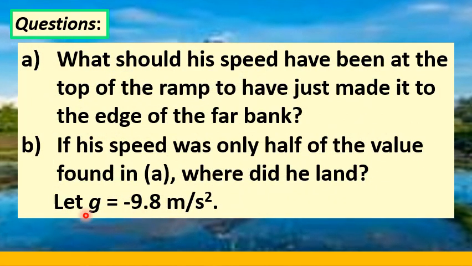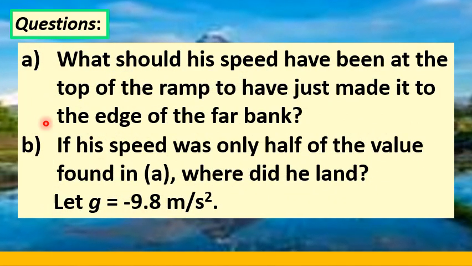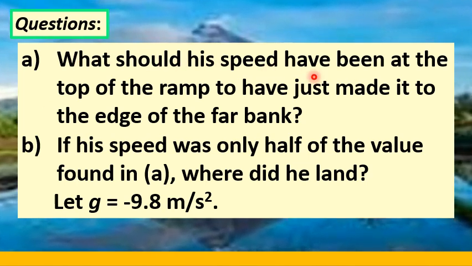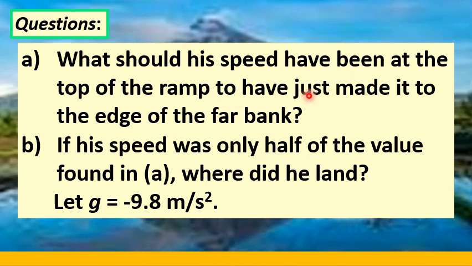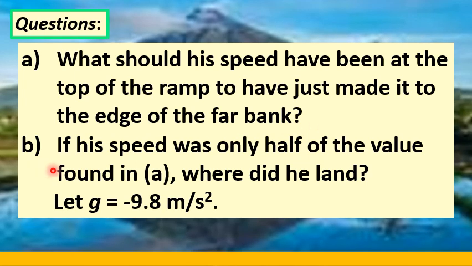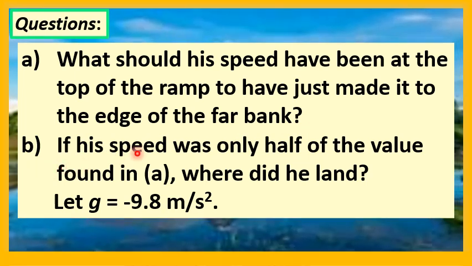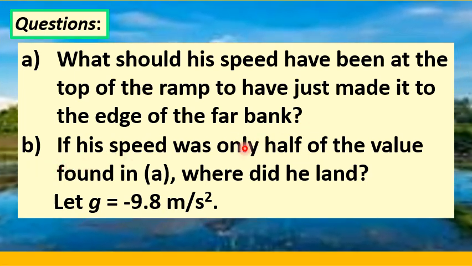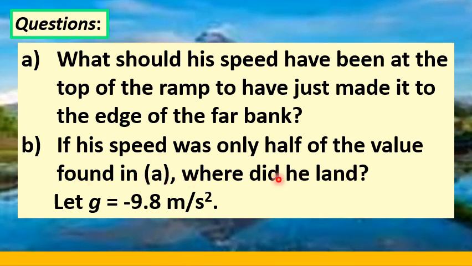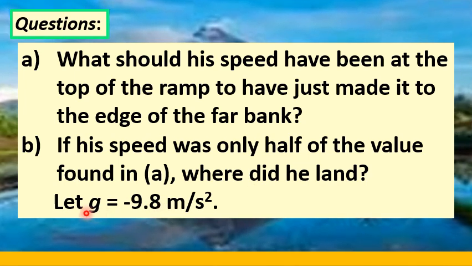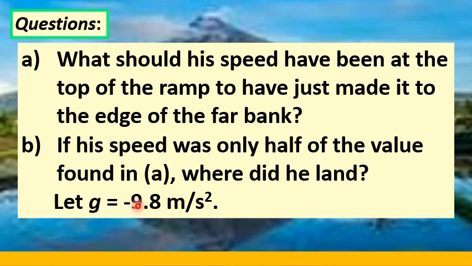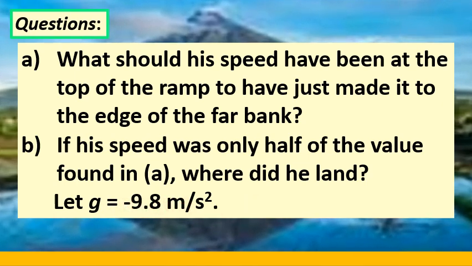And the questions are, letter A, what should his speed have been at the top of the ramp to have just made it to the edge of the far bank? Letter B, if his speed was only half of the value found in part A, where did he land? Let acceleration due to gravity g equal negative 9.8 meters per second squared.